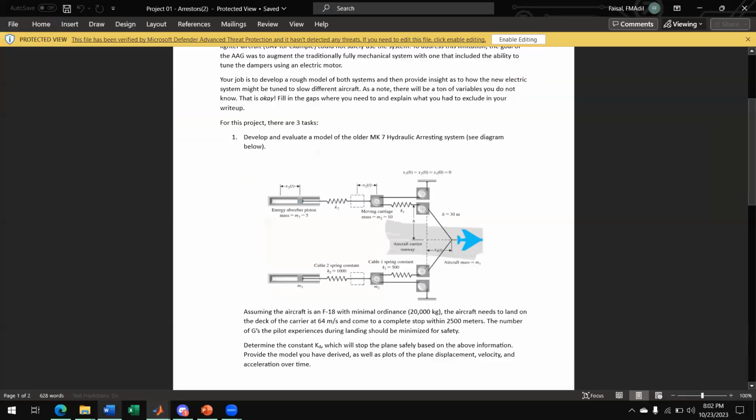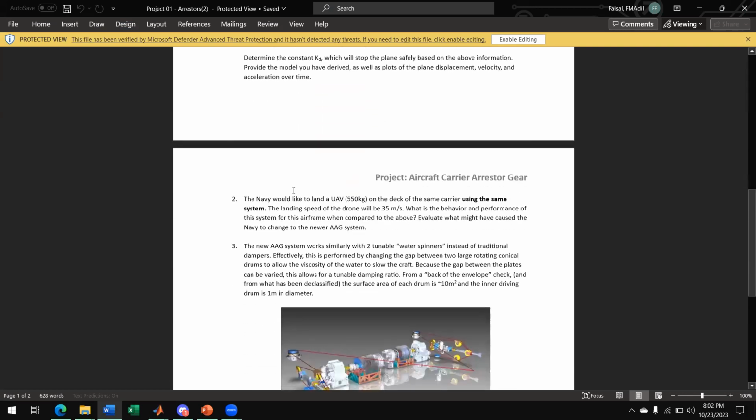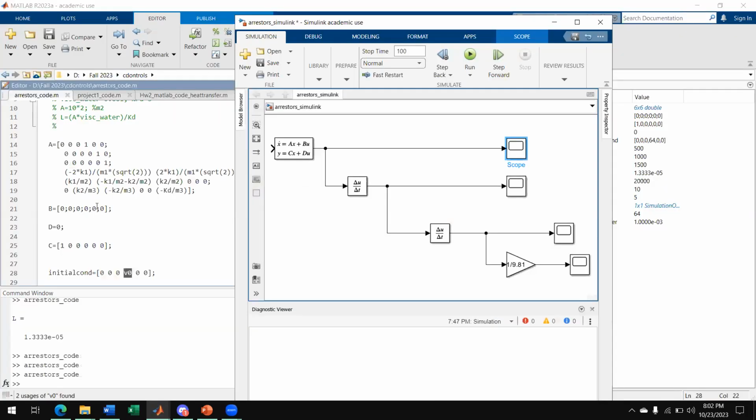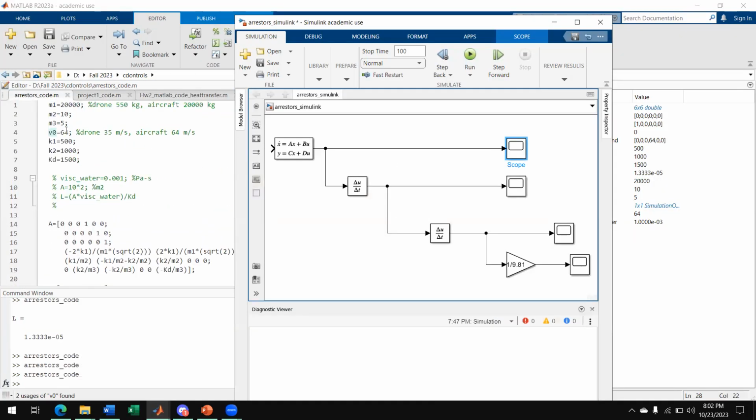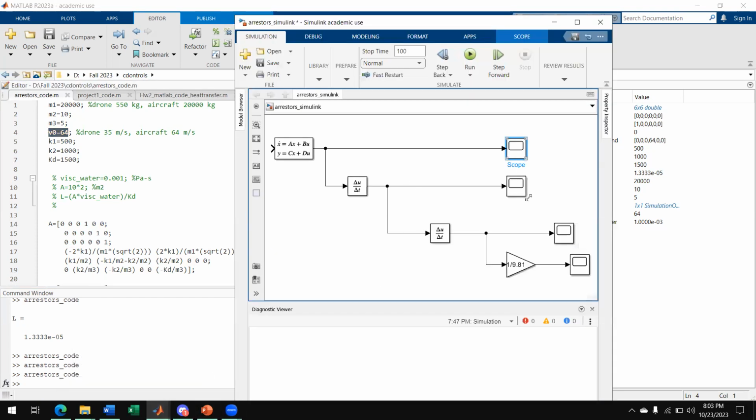For the second part of the question, we were using the same system. The Navy would like to use the same system to land a 550 kilogram UAV, which would land with a speed of 35 meters per second. So the damping ratio stays the same. Everything stays the same, except I change this mass 1 to be 550 and this V0 to be 35. And then I run this code again. I go into my Simulink, and then I look at all these graphs.